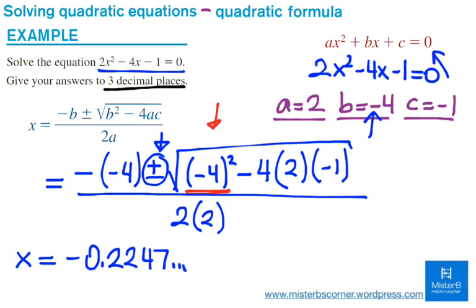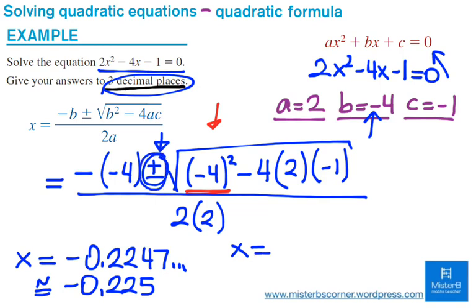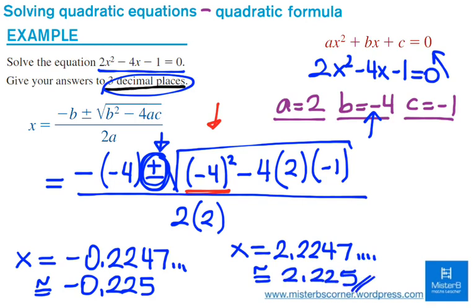0.2247 and so on, which would be, when you round it up to 3 decimal places, minus 0.225. And then when you write everything with the plus sign in between here, you're going to get 2.2247, and it goes on. I'm going to round it up to 3 decimal places, being 2.225, and that's it. These are my answers. So this is how you use the quadratic formula while solving a quadratic equation.